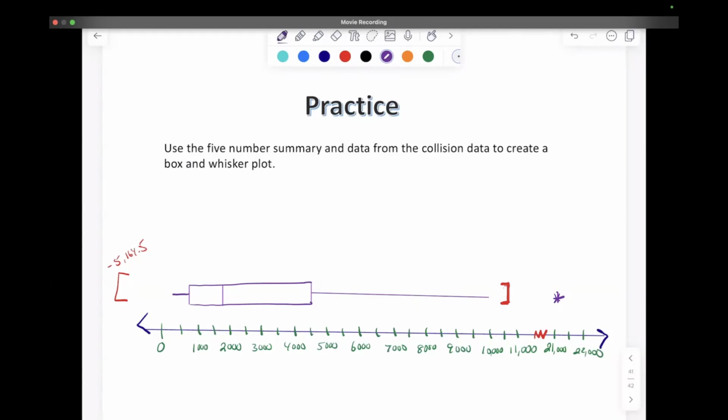Things I'm going to be looking for: are your whiskers just going to the last data value inside the fence? Do you have a standard number line underneath it? Do you have your fences there? And did you indicate the outlier if there is one? I will be looking at the thing as a whole, but those are the main points I'm looking for. Those are the main things that people do wrong. Okay, thank you. You're welcome.